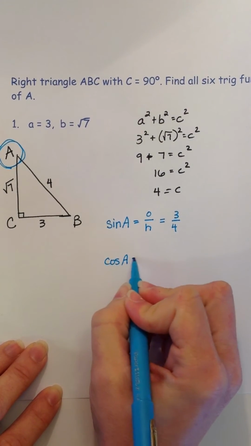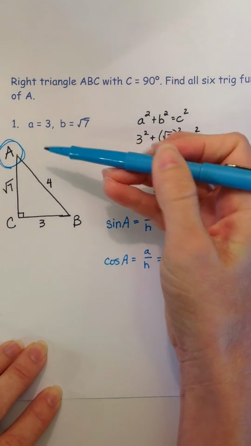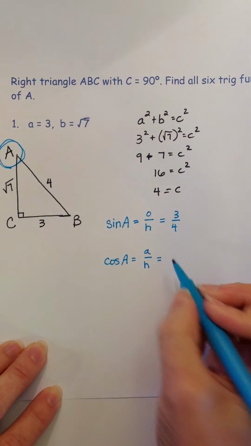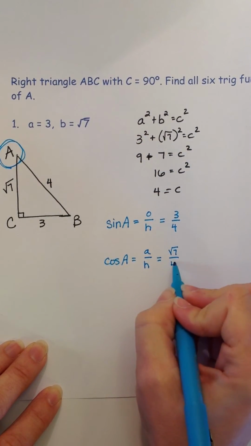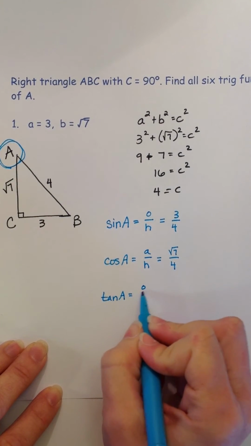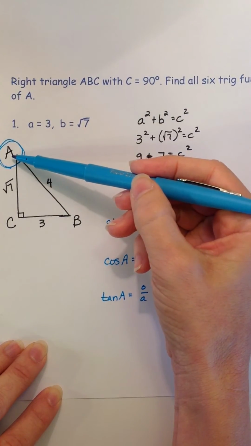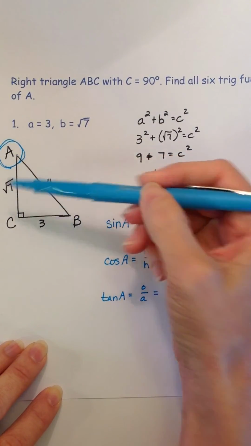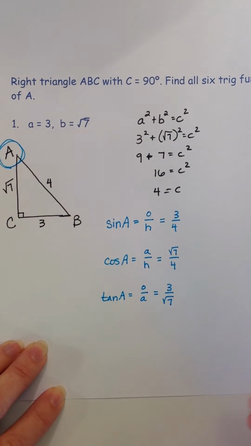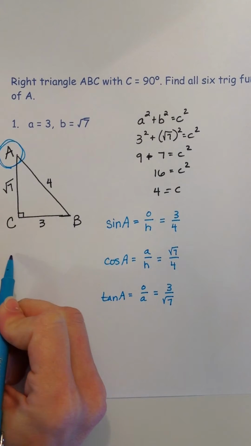Cosine of angle A, that's going to be adjacent over hypotenuse. So again, back to angle A, adjacent would be the square root 7. 4 is your hypotenuse again, so square root 7 over 4. Tangent of angle A, so that's opposite over adjacent. Okay, so opposite of angle A is the 3, adjacent is the square root 7.